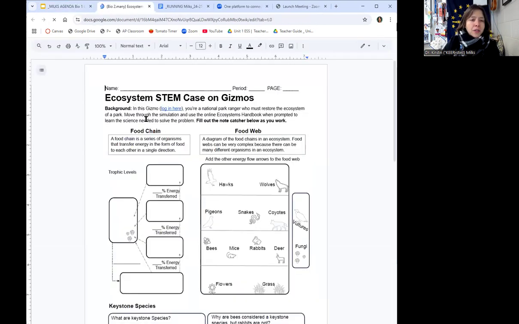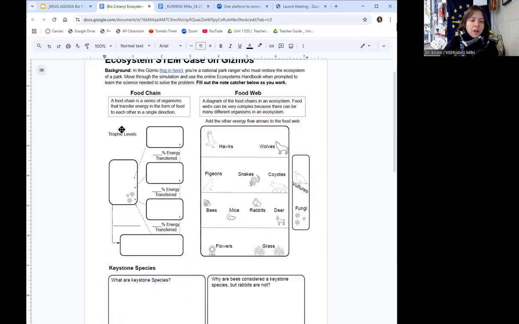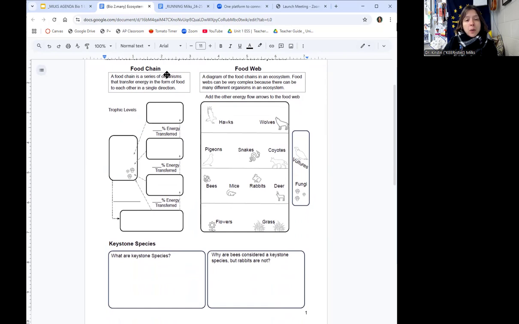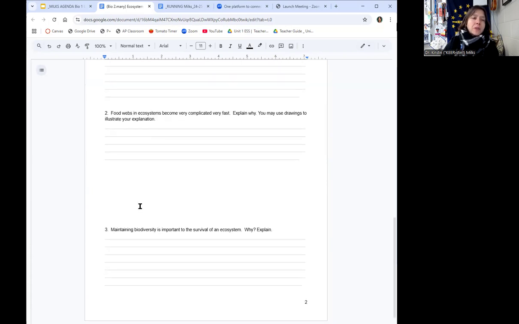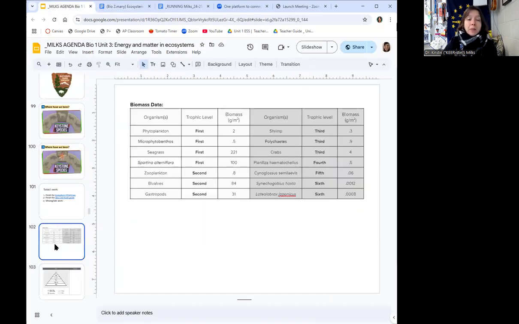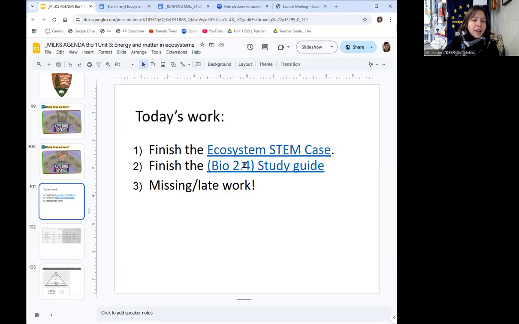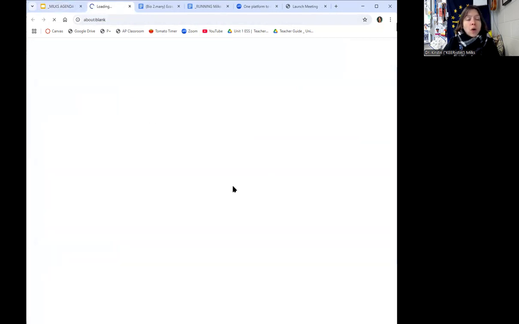that will tell you you're just going to use the online ecosystems handbook when it tells you to be able to solve the problem. It looks like a lot of people got this one right who turned it in. Looks like a lot of people got this part right. And you may need to think more about these questions if I pass that back to you with an incomplete. All right, let's take a look at the study guide because that is the goal for today.